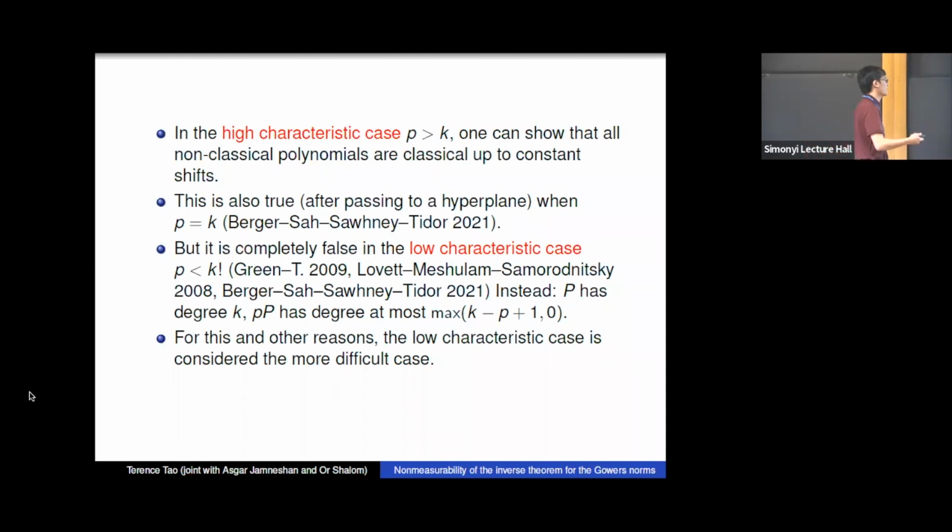It turns out that if you have a non-classical polynomial of degree k and you multiply by p, it lowers the degree by p minus 1, basically. But it doesn't necessarily kill it completely unless you're in the high characteristic case. That's an exclamation mark and not a factorial. Oh yes, sorry, that is not a factorial symbol.